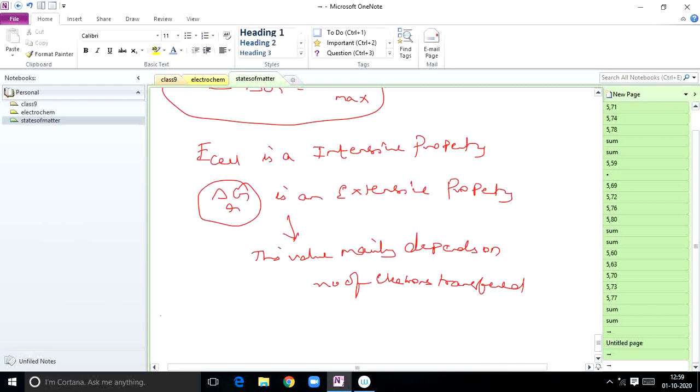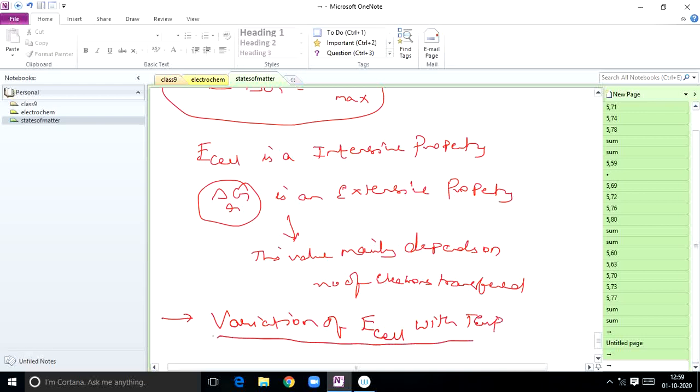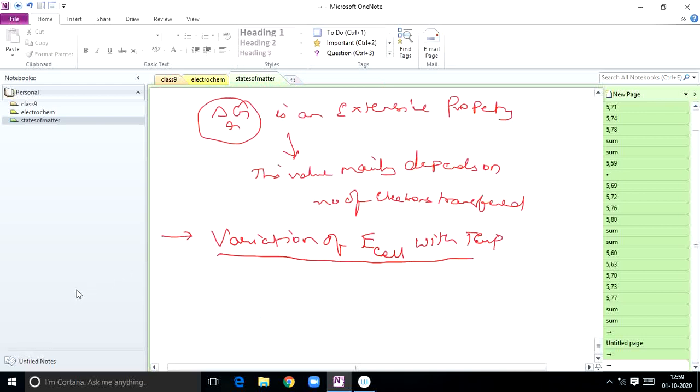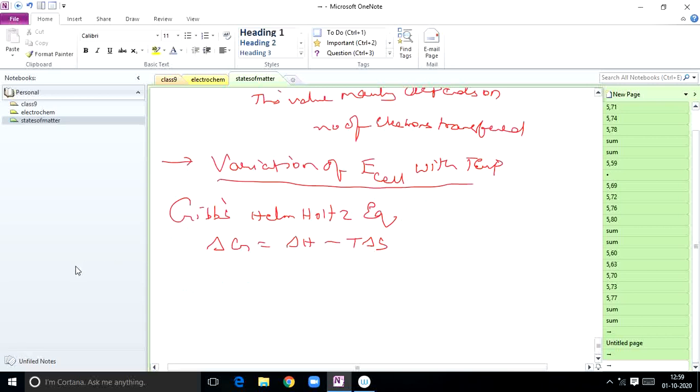Next, variation of EMF of the cell with temperature. You know already the Gibbs-Helmholtz equation; once refer to your thermodynamics notes. What is that equation? Delta G is equal to delta H minus T delta S. Already you know this relation.